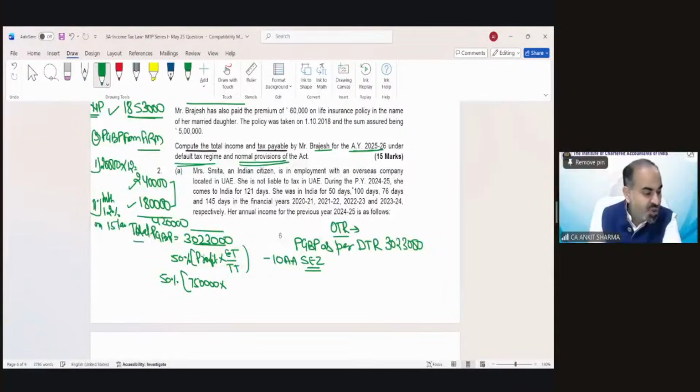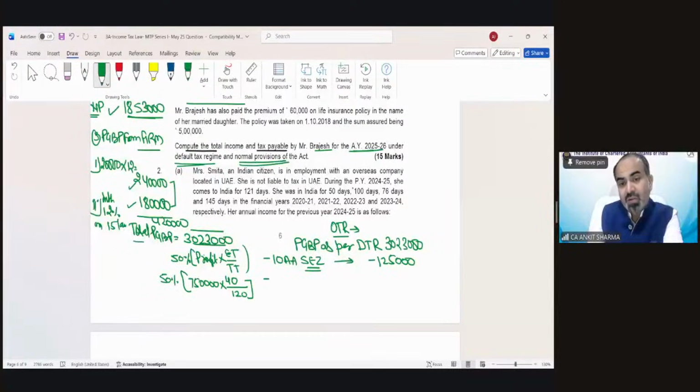And if you'll see, the question says the export turnover was 45 lakh, but out of that 45 lakh, only 40 has been received in convertible foreign exchange. So this is the definition of export turnover. Whatever you will receive from export sale up to 30th September 2025 would be considered as export turnover. Total turnover was 120 lakh. So the deduction would be 1,25,000. The 10AA deduction would be 1,25,000.